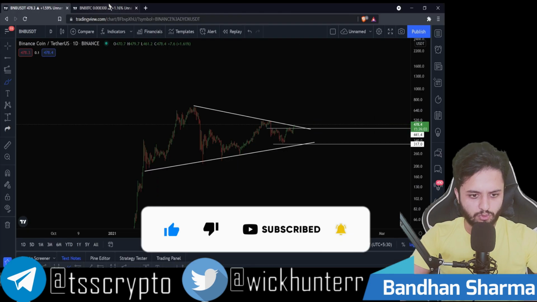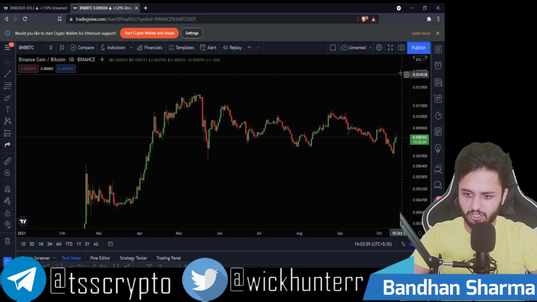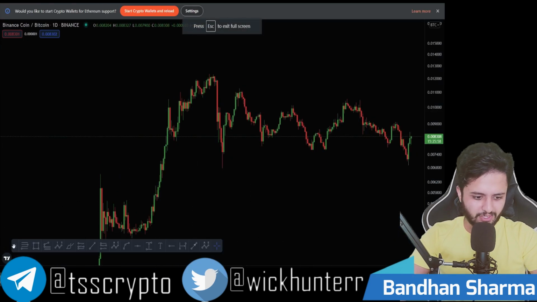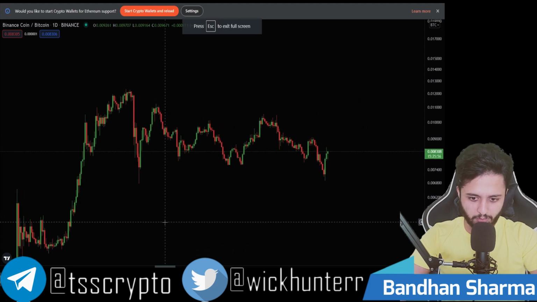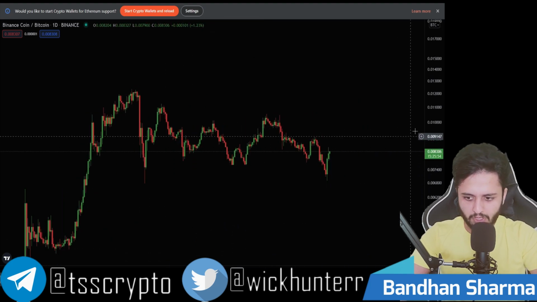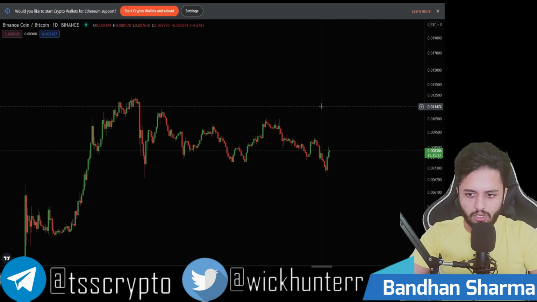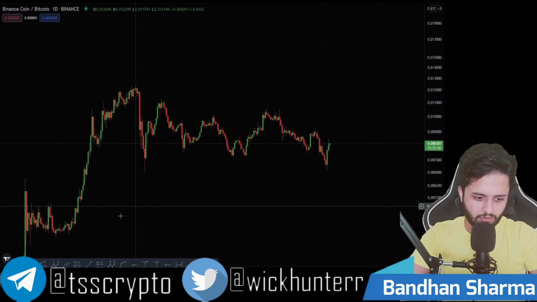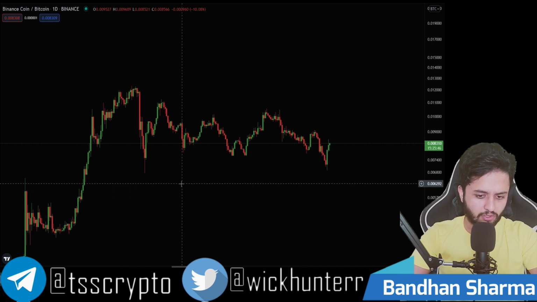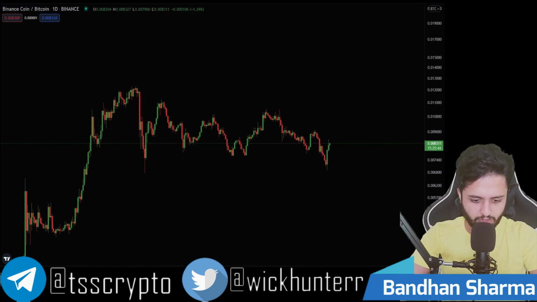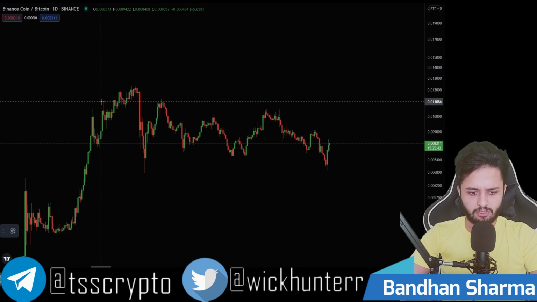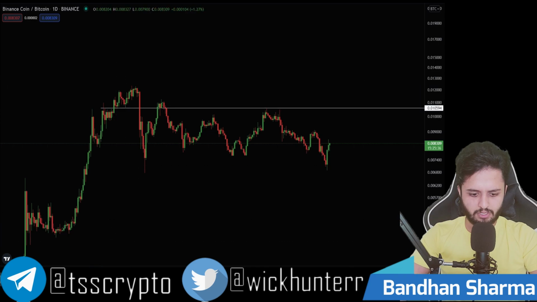Okay, so let's move on to the BTC chart now. On the BTC chart, it is doing the same thing but in a different format. Like we saw in the USDT chart, it was moving in a triangle, meaning consolidation. Here also it is moving in a range, and this is the range.